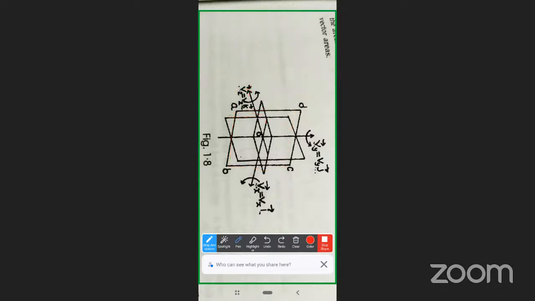Then on simplification, we get ∂Vy/∂x minus ∂Vx/∂y into dx dy. Nothing but dx dy represents the area of ABCD, the unit area. So this component is along the z direction, that is, this is the component of curl along the z direction.